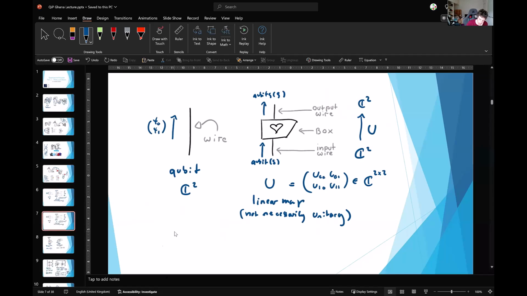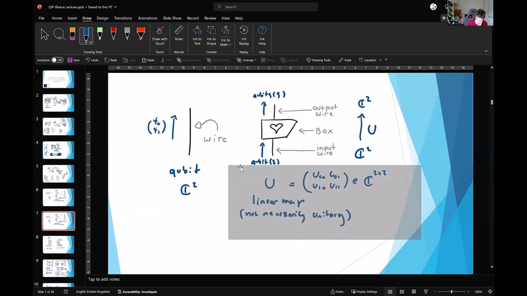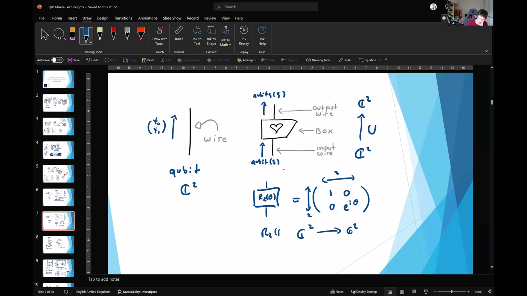So here, an example of a matrix that you could have as a linear map is the Z rotation by some angle. And the Z rotation by some angle is a 2 by 2 matrix, which takes this form. So this is an example of a matrix that you would have. And this is a 2 by 2, right? So it has 2 rows and 2 columns. So it is a map from C2 to C2. This is what the matrix would be.